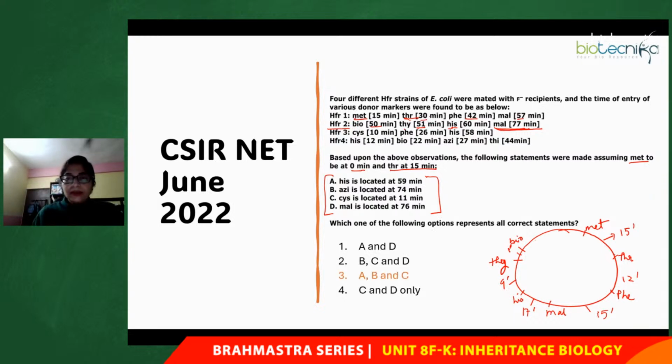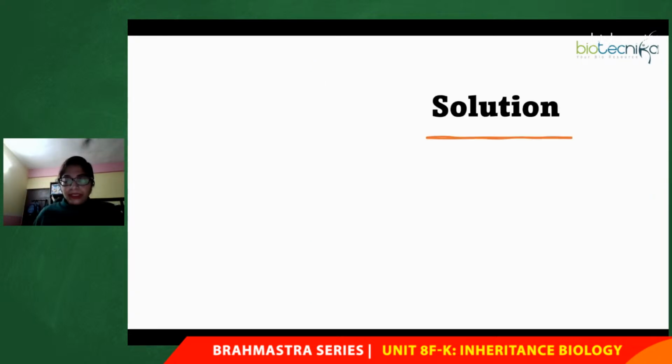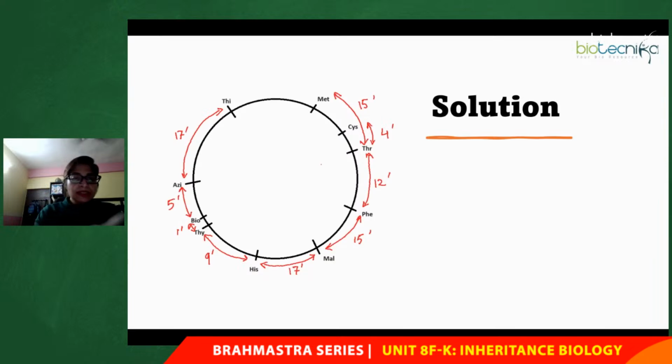I have already done it here. This is how your gene map should look, where all the markers mentioned in the question have been placed on the gene map, and we have also calculated the distance between them. Once that is done, we have to check the statements given in the question.